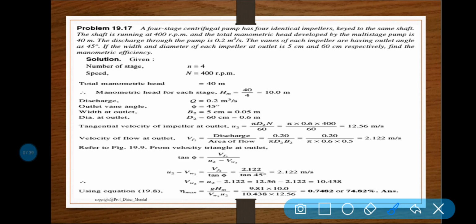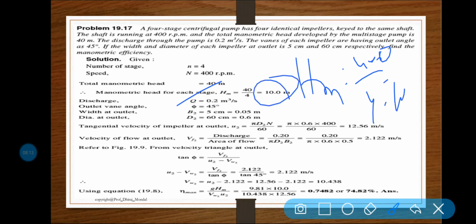Now the same shaft is running at 400 rpm and the total manometric head developed by the multi-stage pump is 40 meter. Clear? The total head is given as 40 meter. The discharge through the pump is 0.2 meter cube per second. Discharge is also given. So Hm you can find out: Hm is equal to total by 4, because 4 stages are given. So it is 10 meter for each stage.